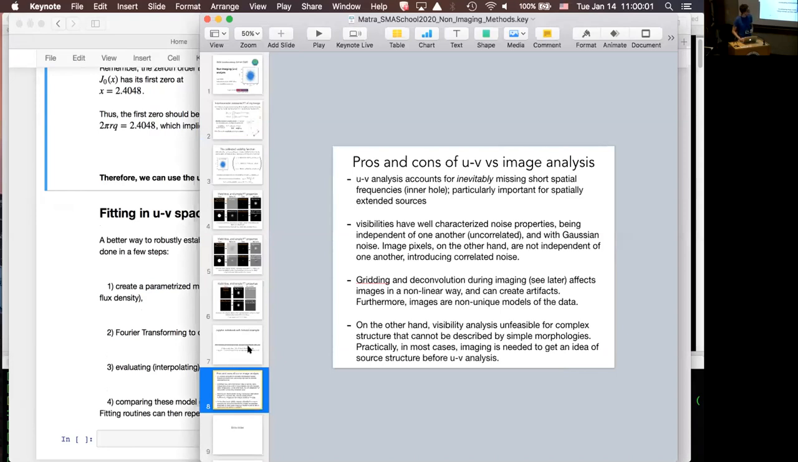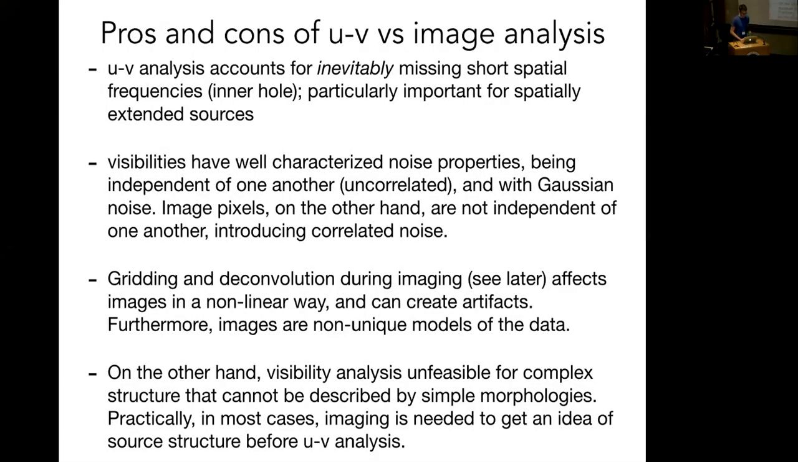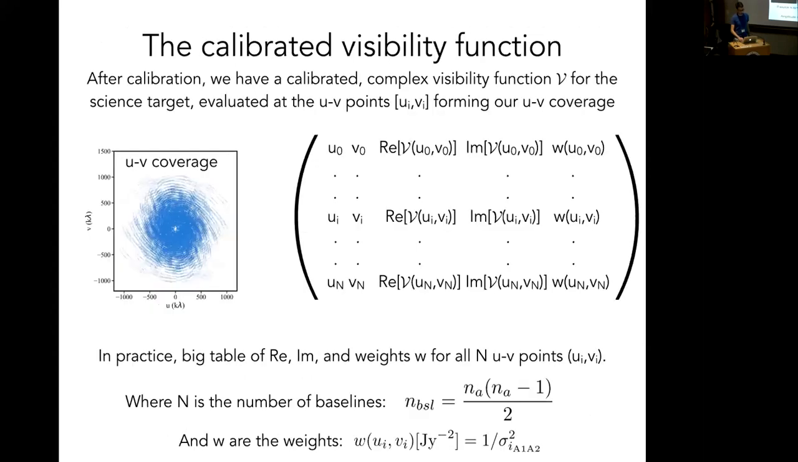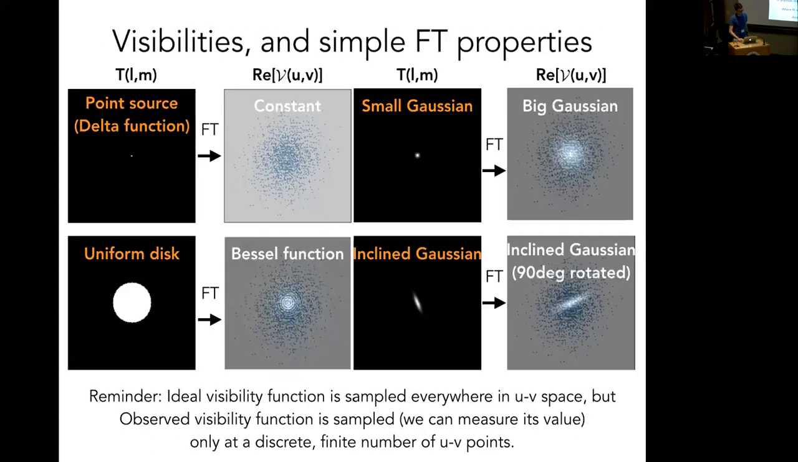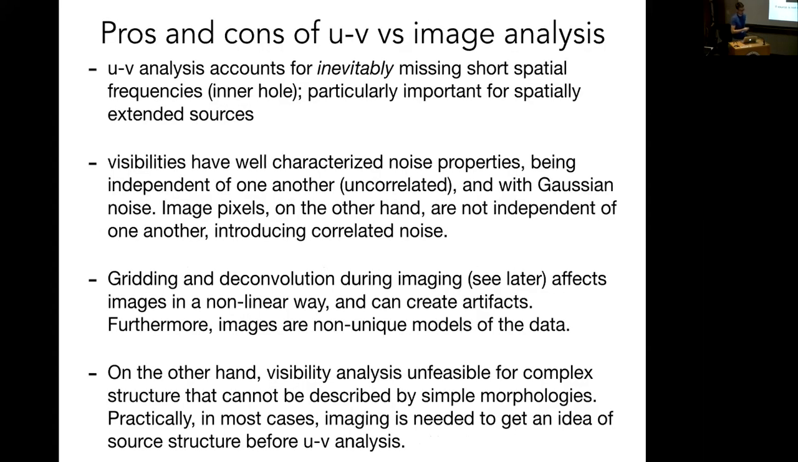Now, this is all great, but before I go into that, what I want to say is that doing this analysis in UV space accounts for the inevitably missing short spatial frequencies. Remember, there is always going to be a hole, as David said yesterday, in your UV coverage. And if you fit the image, that's not taken into account. So fitting the visibilities has this advantage. And it's particularly important for sources that are very big on the sky, where you might expect a lot of signal in those shortest and not sampled UV distances.